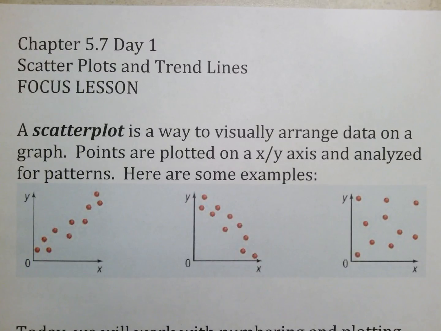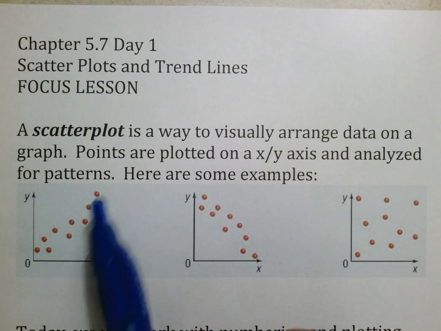Okay, today we're going to look at chapter 5.7, scatter plots and trend lines. This is a general idea about graphing data. A scatter plot itself is a way to visually arrange the data on the graph. Points are plotted on an XY axis, as you see on this picture in front of you. And the examples that you see here are examples of scatter plots.